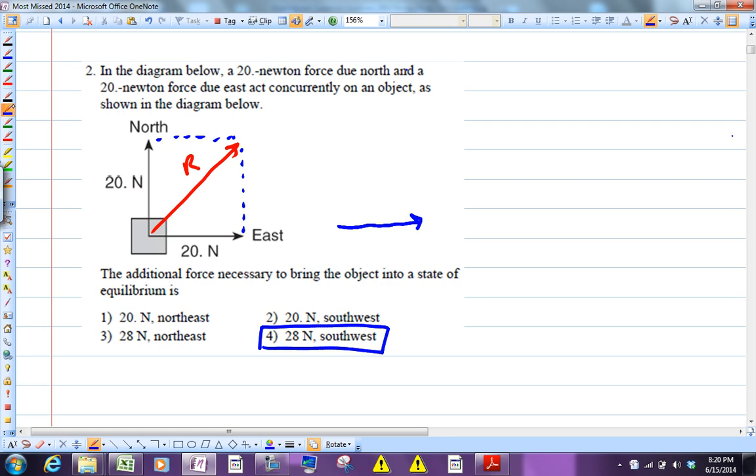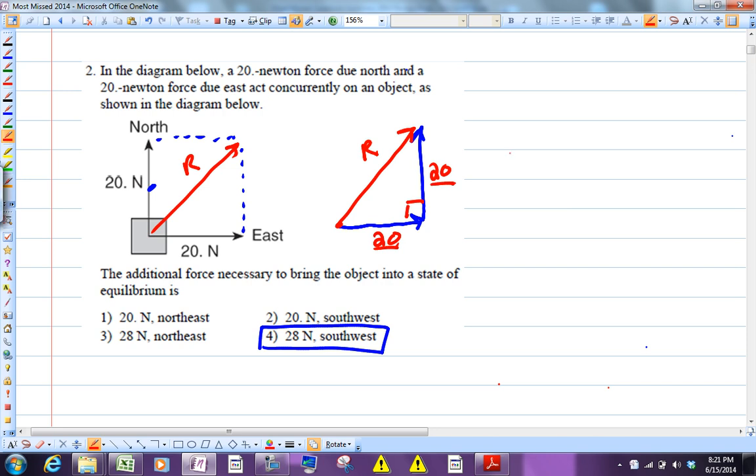The other way would be to do the head-to-tail method. So if I take this vector over here and I move its tail to the head of the first vector, like so, the resultant is from the tail of the first one to the head of the last one, like this. This is the resultant. Either way, you're going to get the same thing. It's just how you think about it. Now, at this point, this is a right triangle, and with x and y components, a squared plus b squared equals c squared. So that's 400 plus 400, square root of 800.